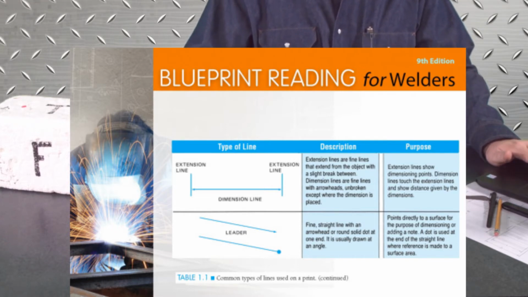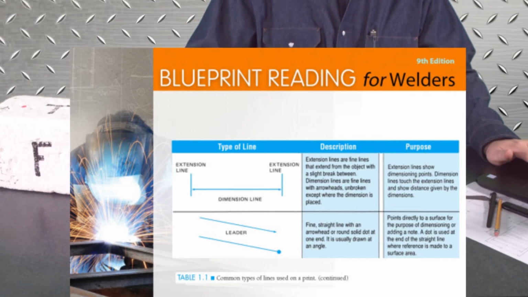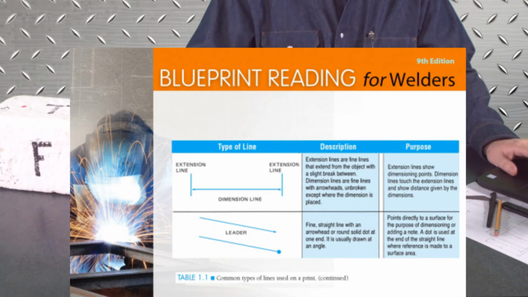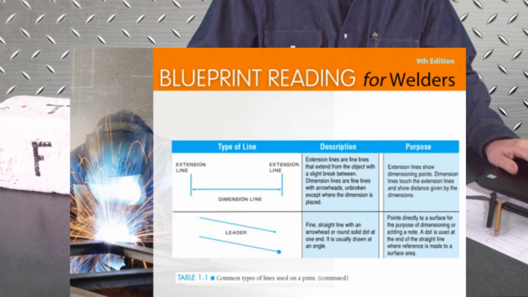All right. And then we have leader lines. They're a fine straight line with either an arrowhead or a round solid dot on one end. It is usually drawn at an angle. What the leader line is going to do is point directly to the surface for the purpose of dimensioning or adding a note.